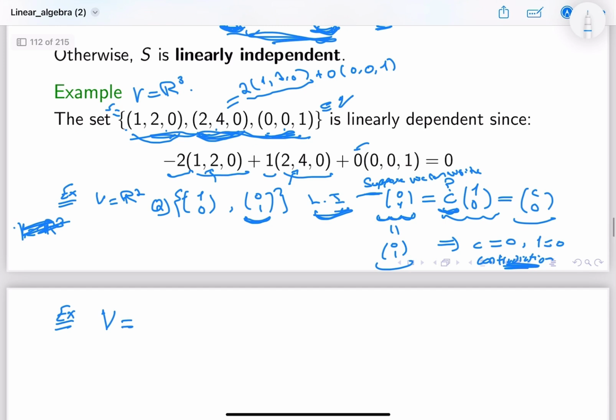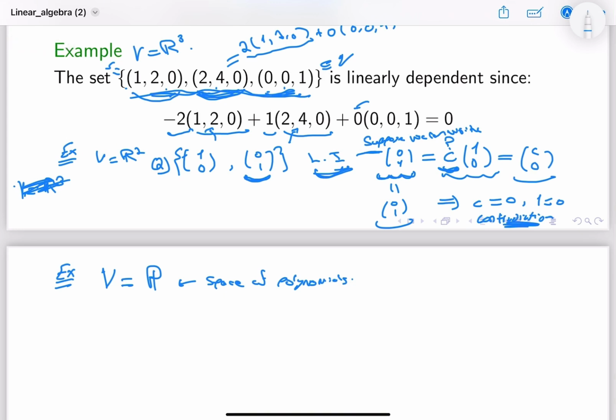Let's take V to be the space of polynomials, right? So let's take P to be the space of polynomials. Okay, so we proved earlier that the space of polynomials, when equipped with addition and scalar multiplication in the usual way you add and multiply polynomials by constants, is a vector space. This was proved probably in the first video or so in this course.